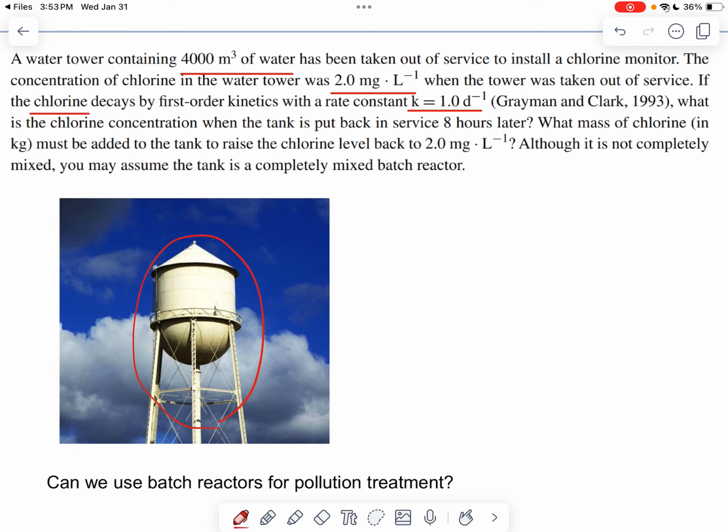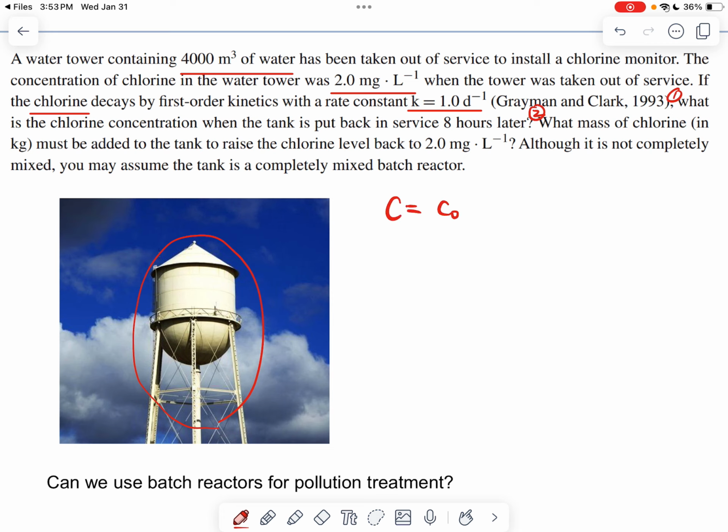So this is the first part of the question, and there's a second part of the question. Let's skip the second part first. Let's look at the final condition. Although it's not completely mixed, you may assume the tank is a completely mixed batch reactor. So if we can assume it's a batch reactor, then things will get quite simple, right?